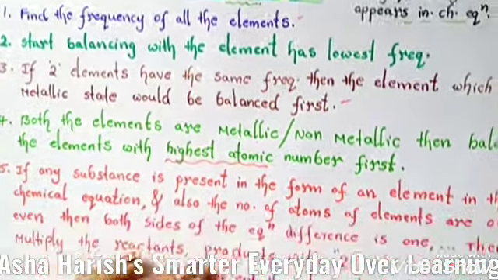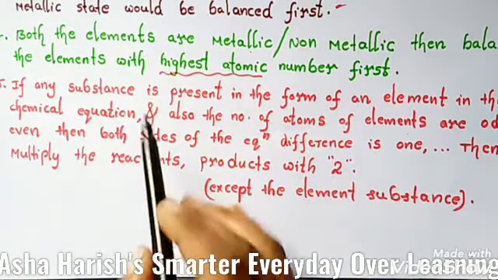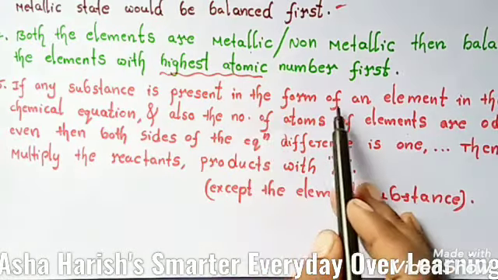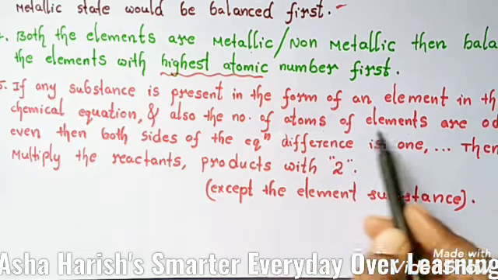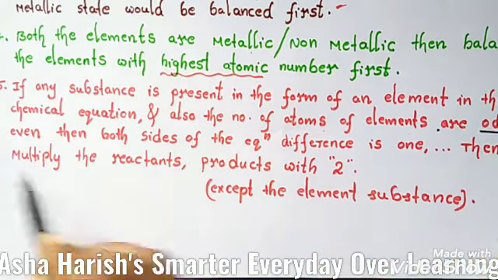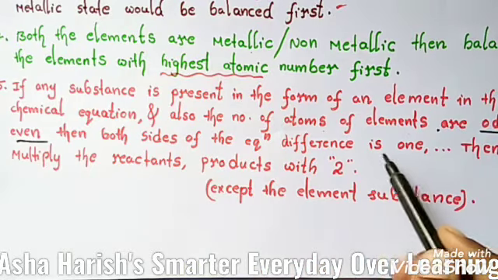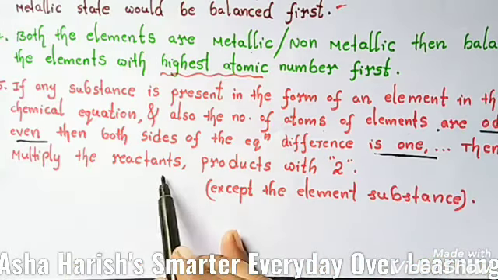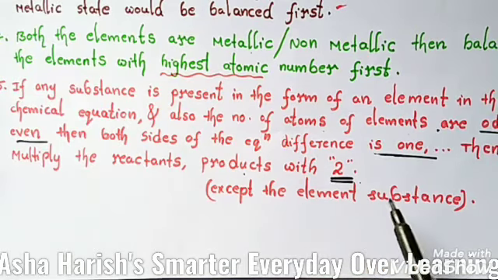I didn't discuss with you the rule 5. Here I have written, if any substance is presented in the form of an element in the chemical equation, and also the number of atoms of elements are odd or even, then both sides of the equation difference is 1, then multiply the reactants and products with the number 2, except the elemental substance. Okay, I'll give you an example.